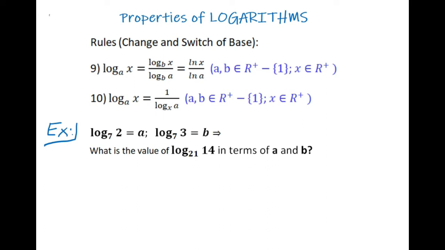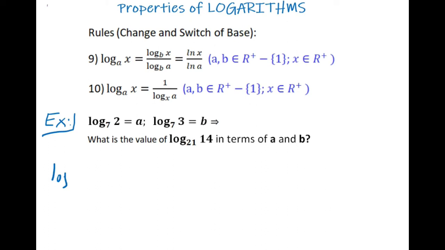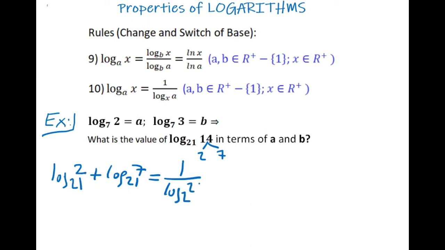Now let's take a look at the next example. We are asked to find the value of logarithm of 14 in base 21 in terms of a and b. 14 is what? 2 times 7. So this is going to be logarithm of 2 in base 21 plus logarithm of 7 in base 21. So this is going to be equal to 1 divided by logarithm of 2 in base 21 plus, similarly, we can write the following term, which is logarithm of 7 in base 21, as 1 divided by logarithm of 7 in base 21. From here, 1 divided by logarithm of 2. Again, 21 can be factored as 3 times 7.